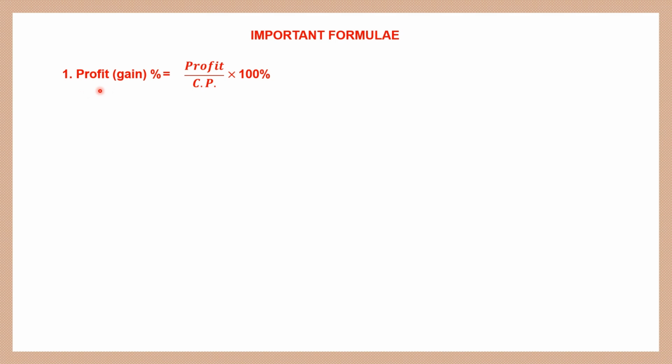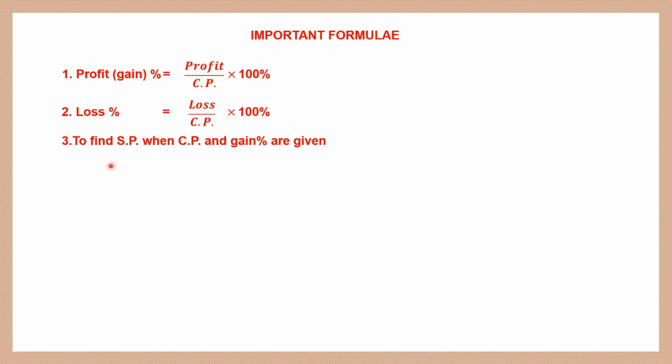So this is the first one. Profit or gain percent is profit by cost price into 100%. Now these are formulae you already know, but you need to learn all these well so that you can apply them. So when profit or gain percent is asked, the formula is profit by cost price into 100%. Now if loss percent is asked, we say loss by cost price into 100%. In both the cases, can you see we are dividing it by the cost price.